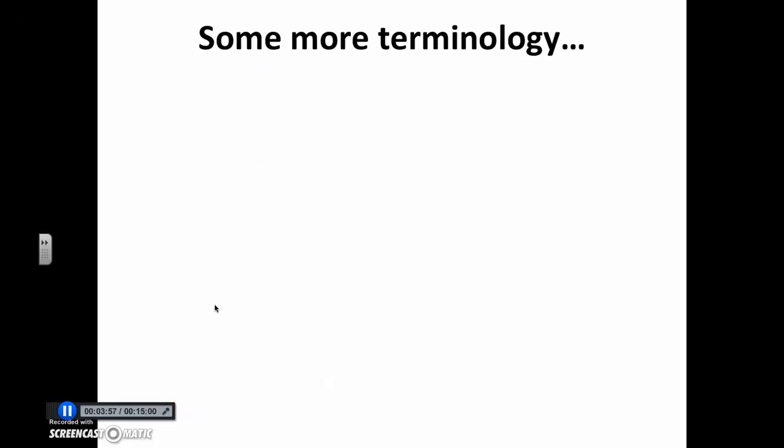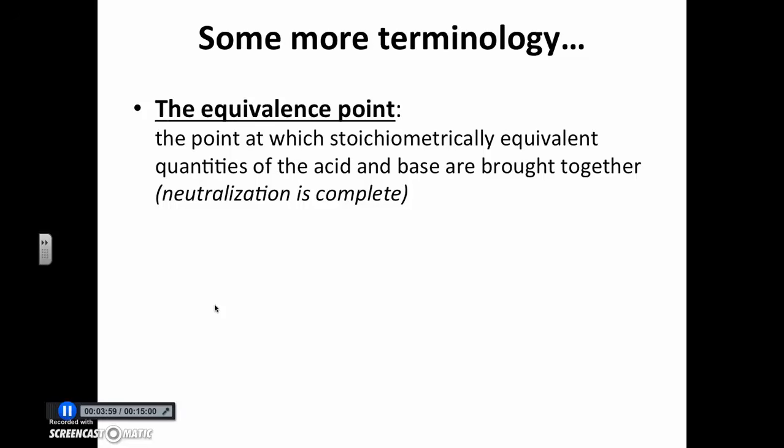We need to introduce some more terminology at this point. First is something called the equivalence point, and this is the point at which stoichiometrically equivalent quantities of the acid and the base are brought together. It's a fancy way of saying it's when the neutralization is complete. In order to perform a titration, there must be some way to determine when the equivalence point has been reached. And in an acid-base titration, like the one described here, the phenolphthalein indicator dye is used for this purpose.